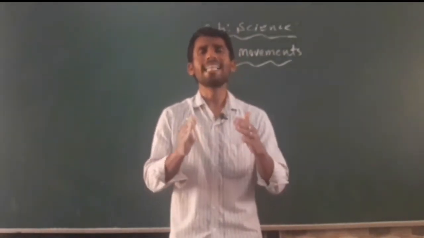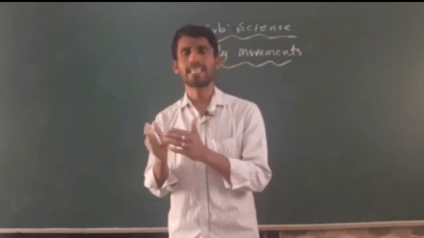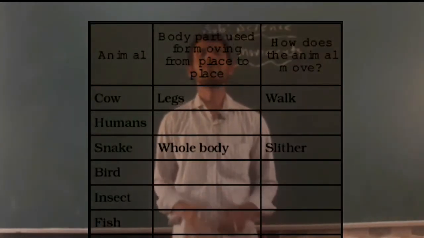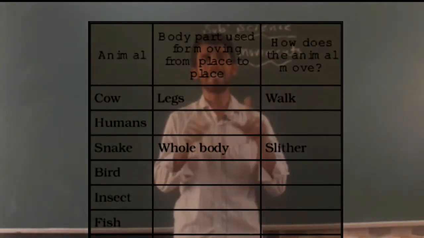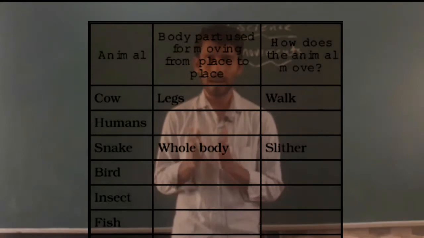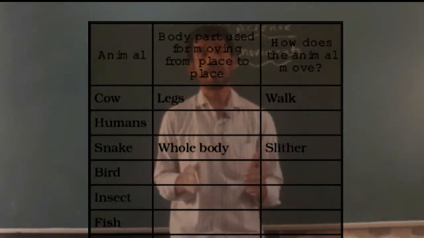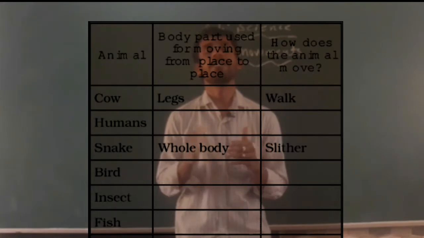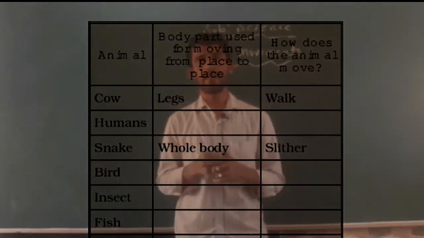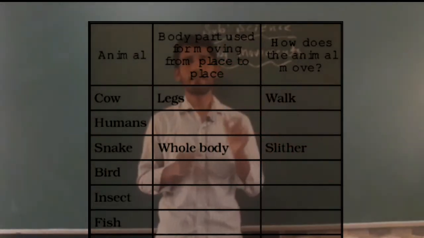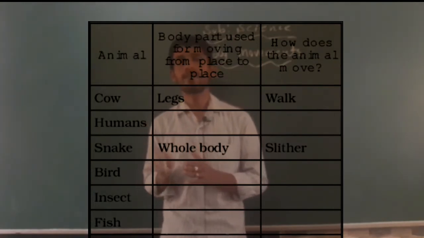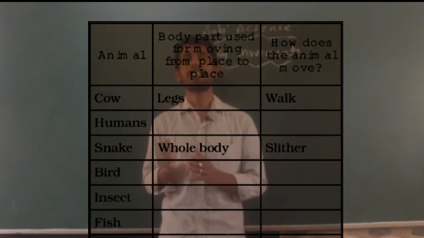Let us see how animals move from one place to another place. Dear friend, observe this table. Discuss with your friend and complete this table. Complete how animals move from one place to another and which part of the body is used to move. In the first column we have some animals, in the second column some body parts, and in the third column how the animals move.